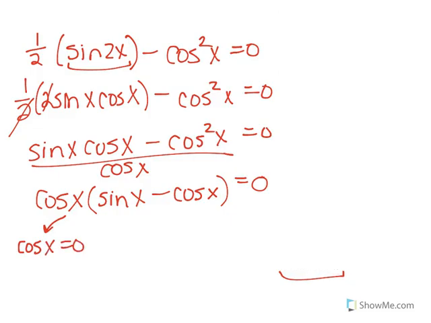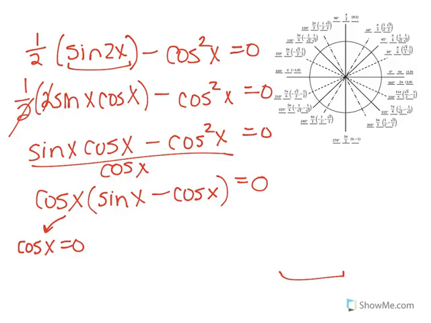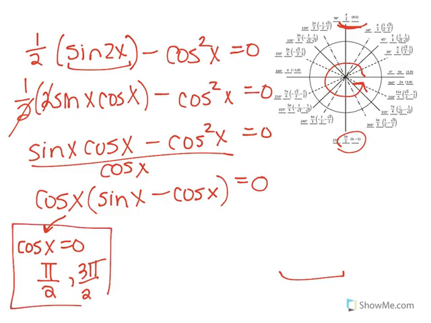And I'm going to get out a unit circle. So on my unit circle, cos is 0 up here at 90 degrees, or pi over 2. And we're also solving it for 0 to 2 pi, so it's also going to be 0 here. So our answers are pi over 2 and 3 pi over 2. So that's our first answers.